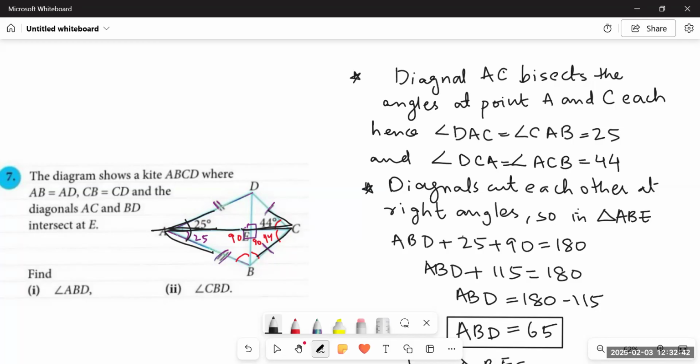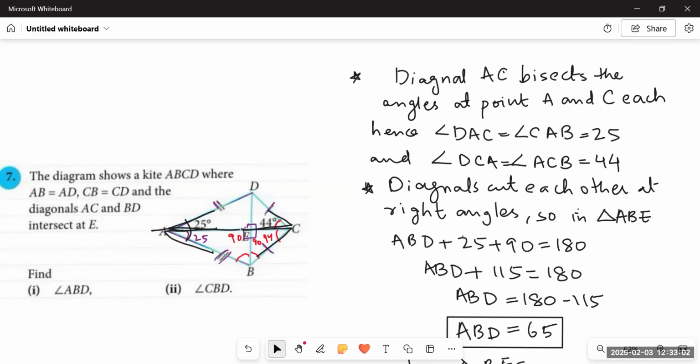So we can now, using the triangle property, in triangle ABE, find angle ABD. 90 plus 25 plus ABD is equal to 180. So 90 plus 25 is equal to 115. When we subtract 115 from 180, we get the answer as 65.